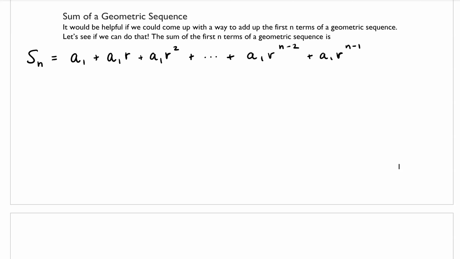Now this is going to seem kind of odd, but I'm going to take this equation and multiply all of the terms by r. So the left-hand side of the equation would be r times S sub n, and then every term that you see there, I'm going to multiply by r. This first term, multiplied by r, would be a sub 1 times r, and this one, multiplied by r, would be a sub 1 r squared.